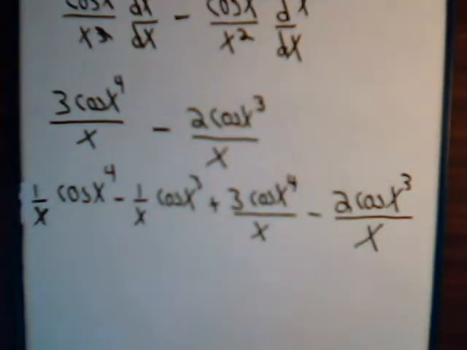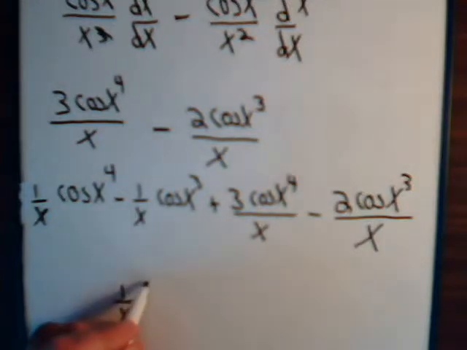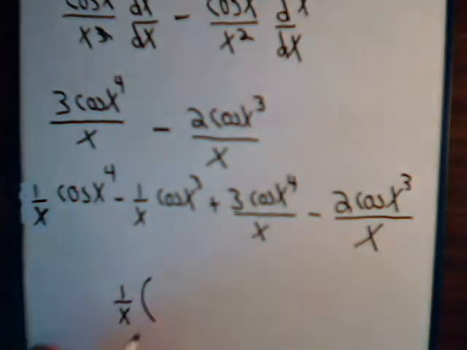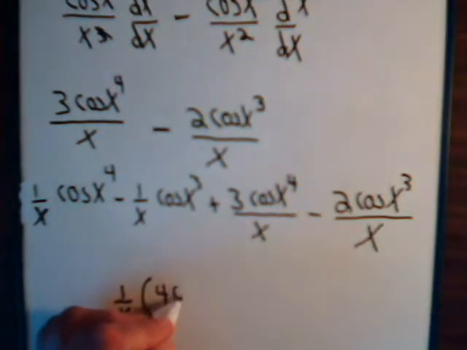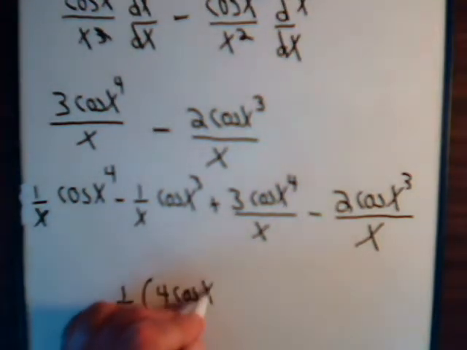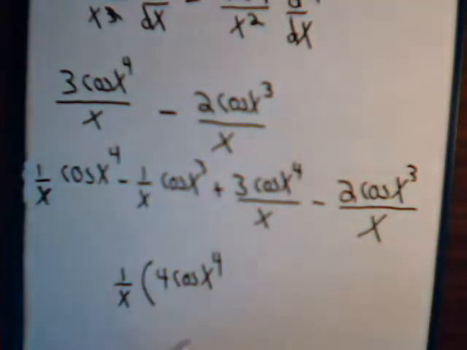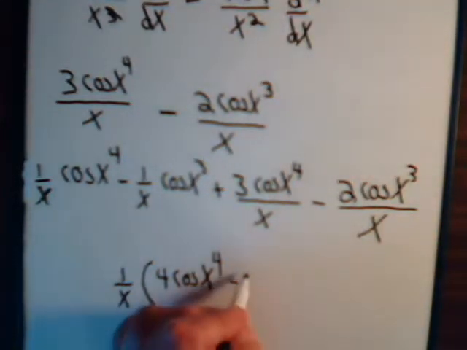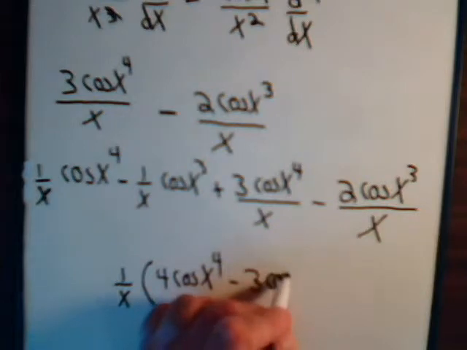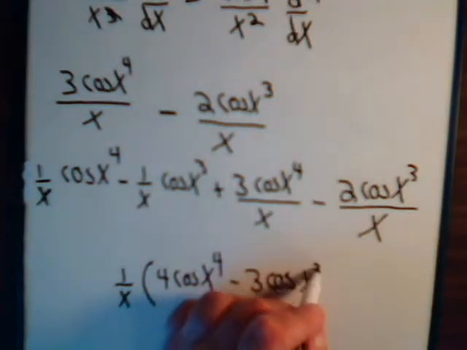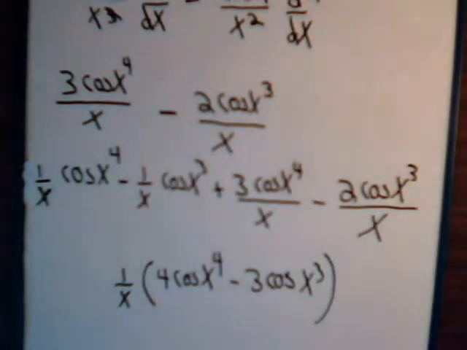And we could probably simplify it. We'll have 1 over x times 4 cosine x to the 4th and minus 3 times the cosine of x cubed. And it looks like that should be then the end of the problem.